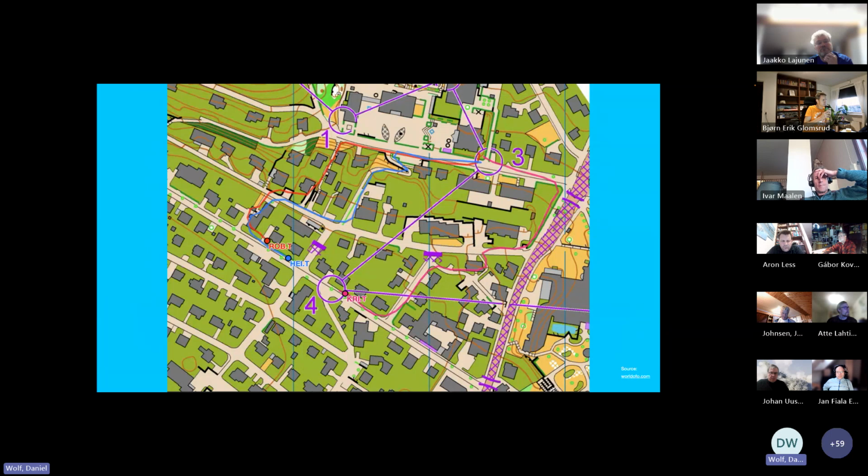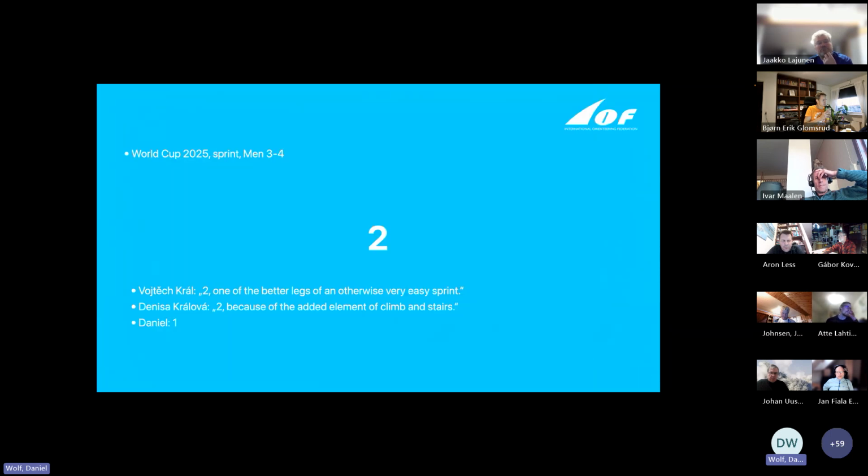The fastest one was the Eastern one, the red one by Tomáš Křivda. And yeah, we agreed on the number 2. That's at least, this sprint was evaluated as the easier one from this year, or maybe also the last years. And this was evaluated as one of the good legs of this sprint. And the number 2 and not 1 is because of added element of a climb and stairs on that leg.